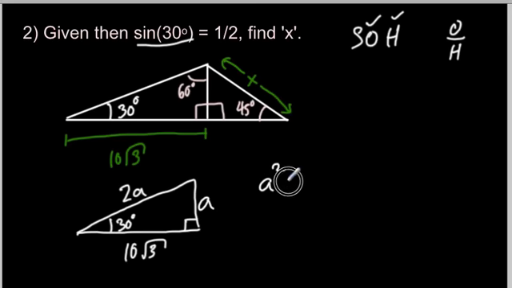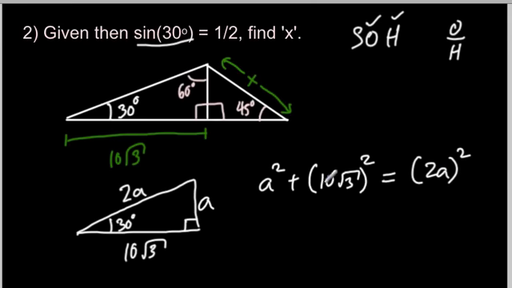So it's A squared plus, put this in brackets, 10 root 3. This is B. B squared is equal to C squared, which is the hypotenuse. So that's 2A squared. Very, very important to put these in brackets. If you don't, then you will make mistakes. So it's A squared plus, now when you're squaring this, each element inside gets squared. So 10 squared is 100, and root 3 squared is 3, so it's 100 times 3. Now 2A squared: the 2 gets squared, which is 4, and the A gets squared, which is 4A squared.